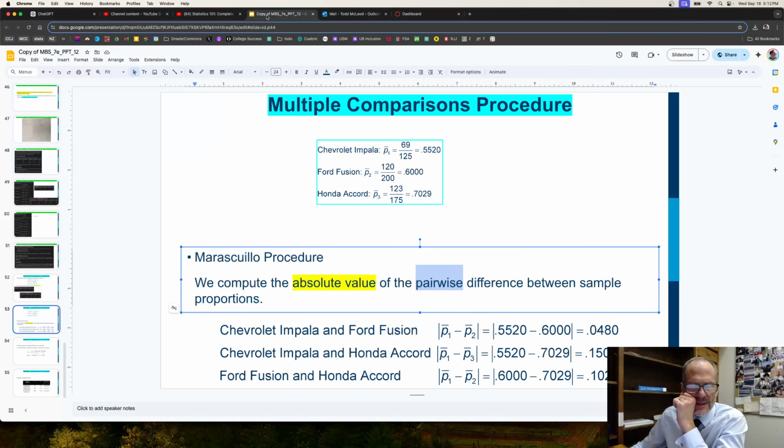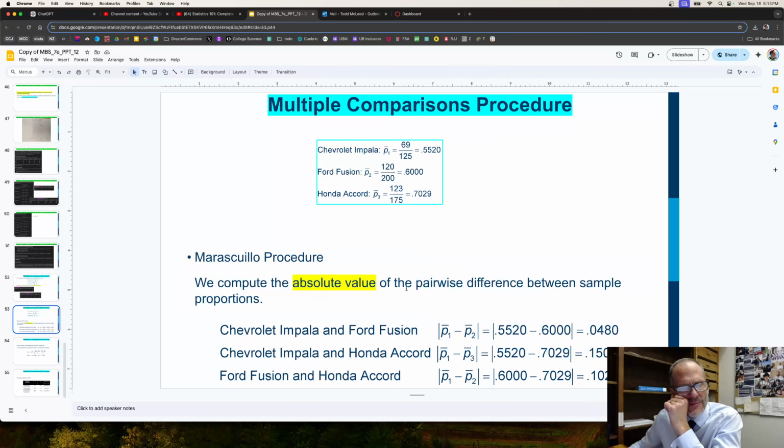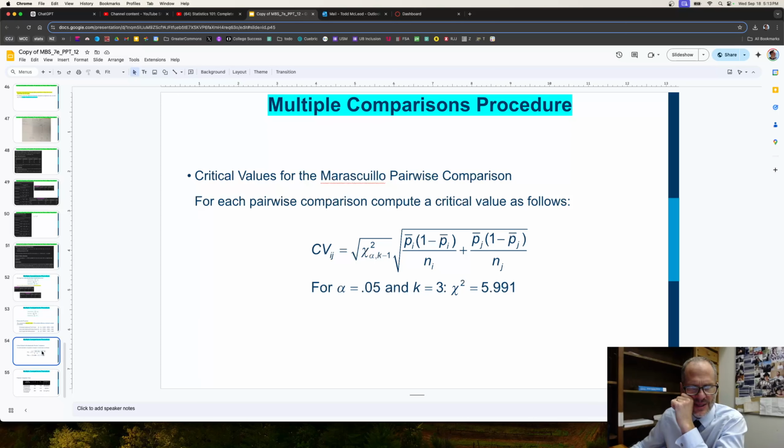So we're going to stop exploring that at this point. It's not an English class. But pairwise differences between sample proportions. So yeah, just the differences between the pairs. Again, there's an easier way to say that.